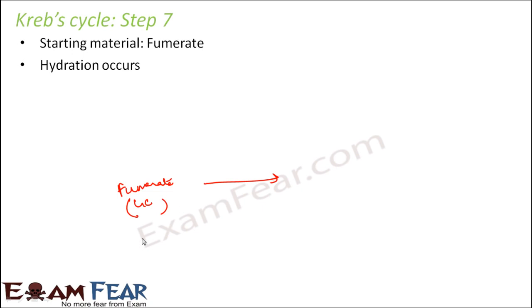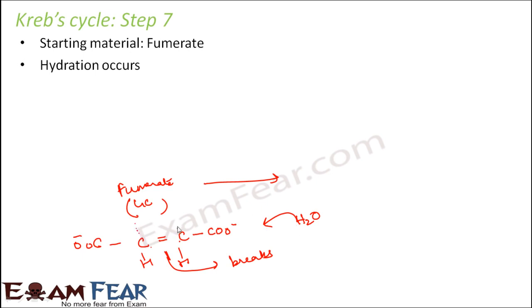This is how fumarate looks. The double bond exists between these 2 carbon atoms. But as soon as you add water to this, this double bond breaks, and H2O comes up here as H and OH. So the double bond is broken, and water is added as bonds of hydrogen and OH. So these bonds are formed.